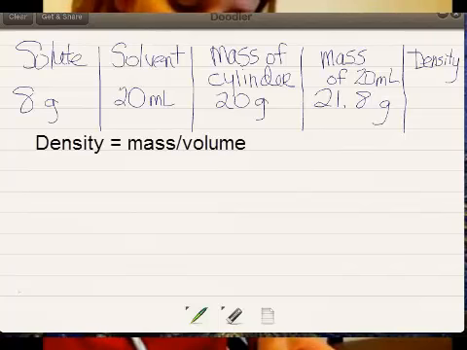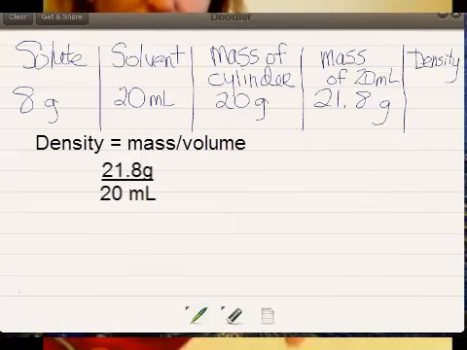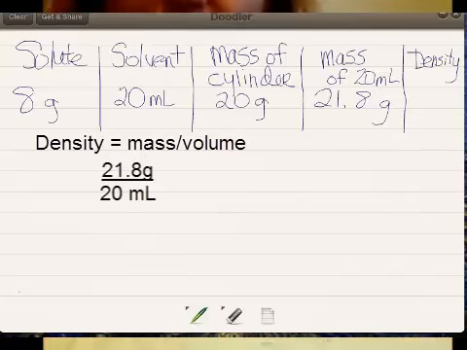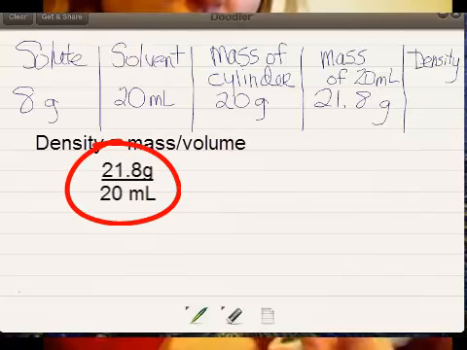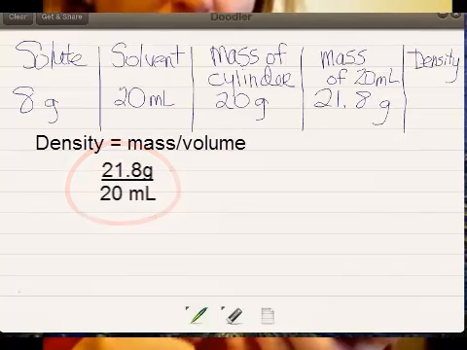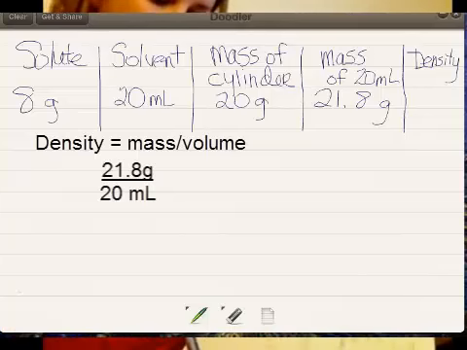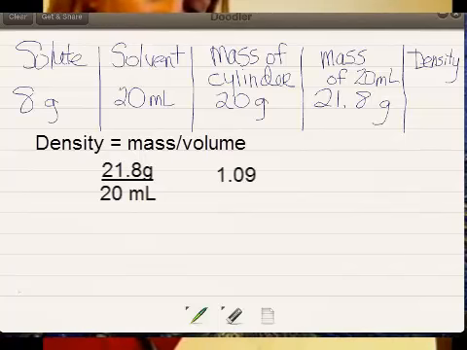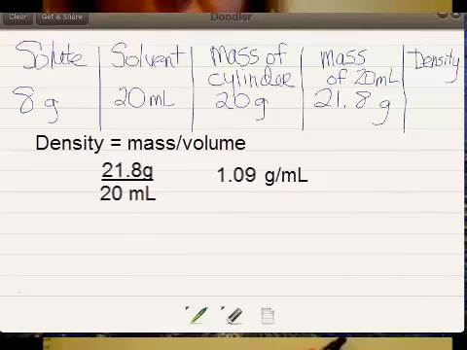We're going to take our mass, 21.8 grams, over 20 milliliters. Your setup would look like this. And then we're just going to divide it out using our calculator. 21.8 divided by 20 is going to give you a density of 1.09. And what was my label again? Grams per milliliter. Whatever is on top, that goes first. There's our answer to our first one.